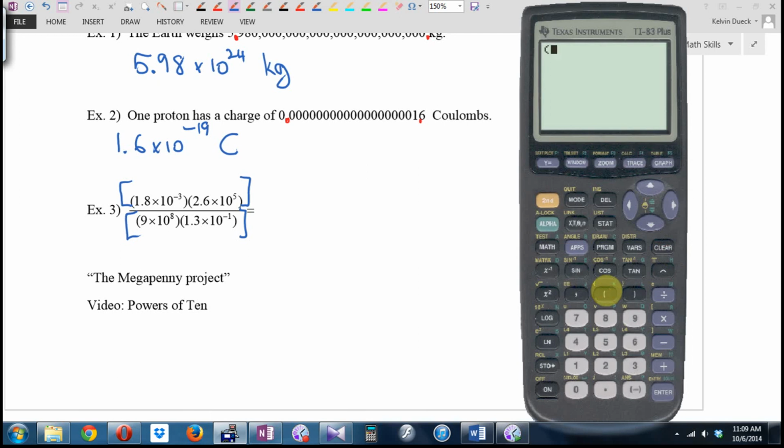Bracket, pick your calculators up. 1.8, hit your scientific notation button, whatever it looks like. Negative 3. What do two brackets side by side mean mathematically as an operation? Hit the times. That's easier to separate with your eyes than multiple brackets. 2.6, scientific notation button, 5. Close off the top with a bracket. That's saying everything on the top. What's a fraction the same mathematical operation as? Divided by. Is there more than one term in the bottom? Better open up a bracket. 9, scientific notation button, 8, times 1.3, scientific notation button, negative 1.